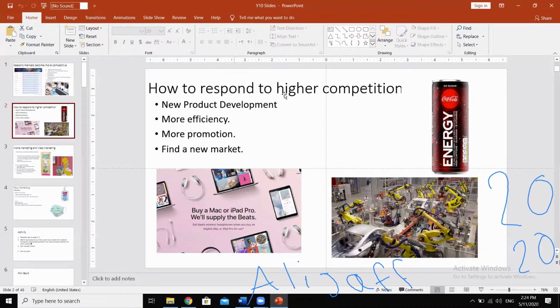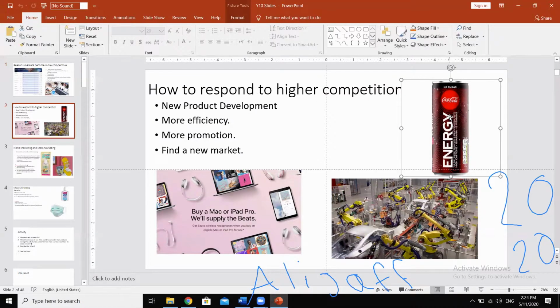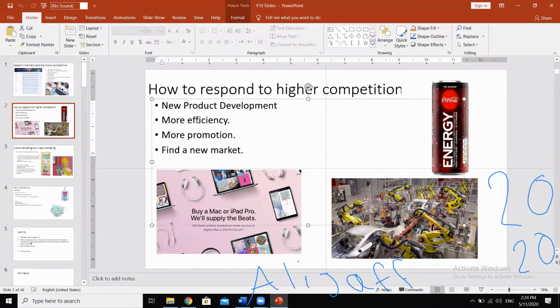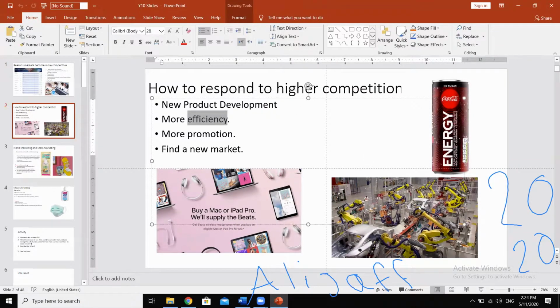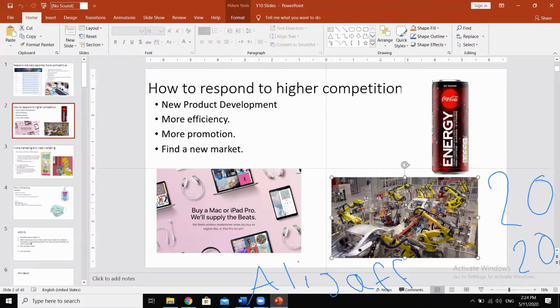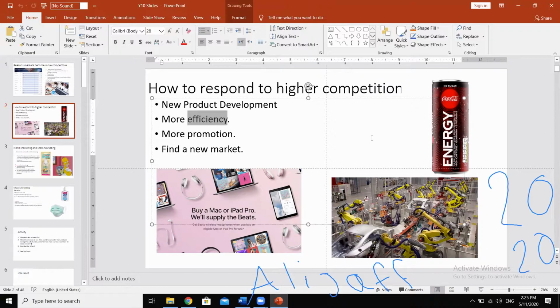Okay, so I told you how businesses should respond to competition. They could produce a new product like Coca-Cola Energy. They could become more efficient. You already know what efficiency is, which is this picture using robots, maybe. These robots make fewer mistakes. They waste fewer resources. They waste less time. They're quick and efficient. That brings down costs. When cost comes down, then prices could be decreased as well. That's a good response to a bad economic situation when people's income is low.